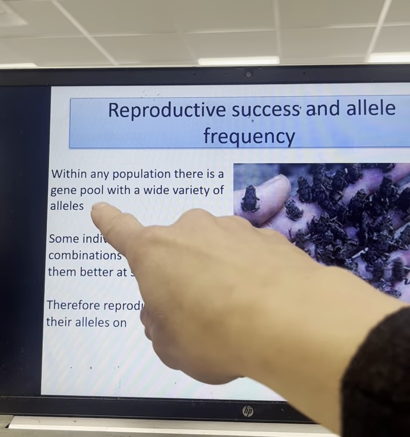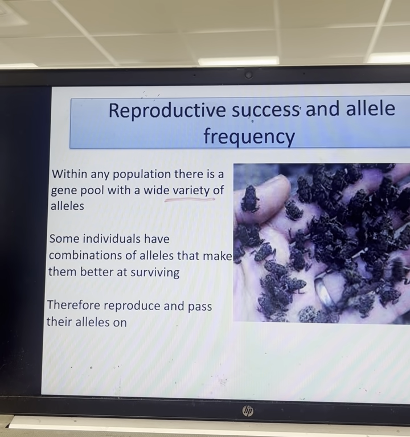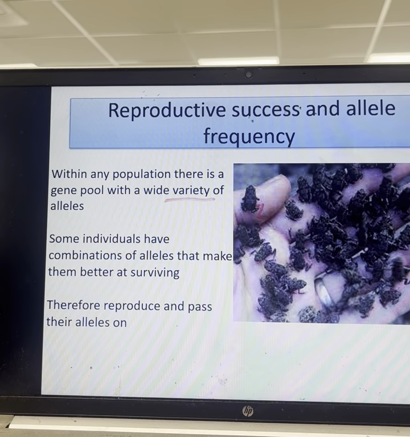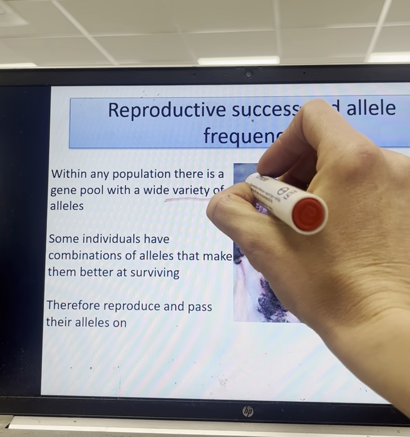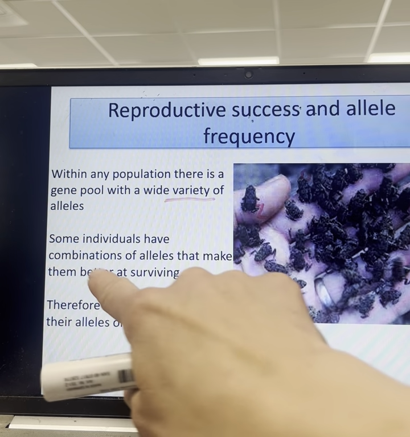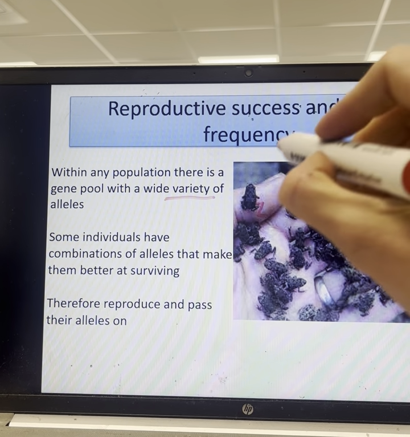Within any population, there is a gene pool with a wide variety of alleles. And variety is the word that you keep coming back to. You have to say that mutation leads to variety because it produces different alleles. So you'll have some alleles caused by mutation, which will produce a phenotype of frogs with larger legs, or you will have some with, let's say, an allele for larger eyes. Some individuals have combinations of alleles that make them better adapted to survive.